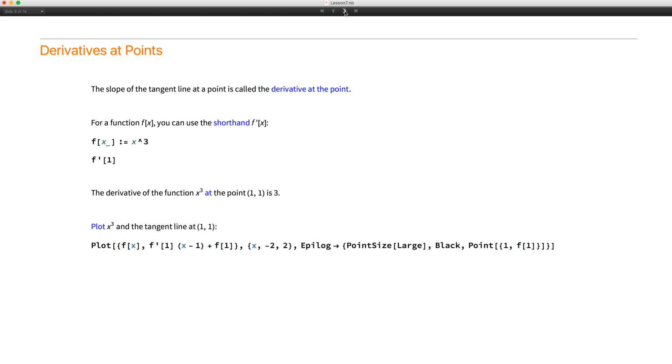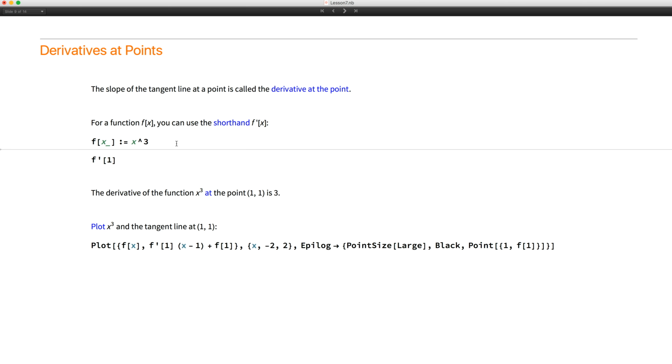Okay, now the question is, what is the slope of the tangent line at a point? Well, it is the derivative at that point. So when people say derivative at a point, what they really mean is the slope of the tangent line and vice versa. Now we have a shorthand for it. We use the notation f prime of x over there.